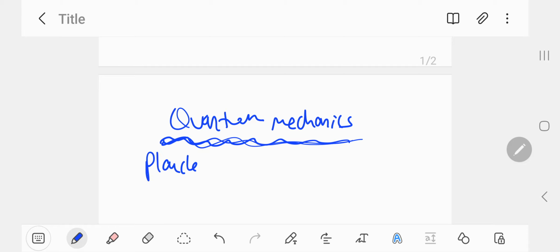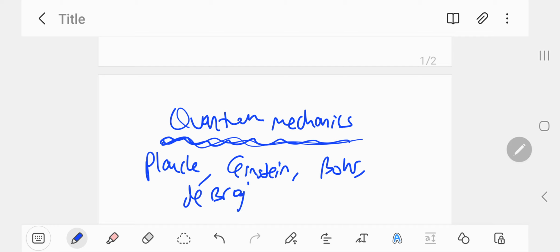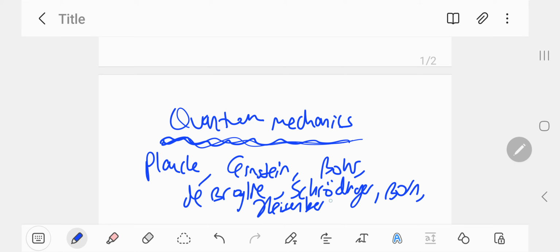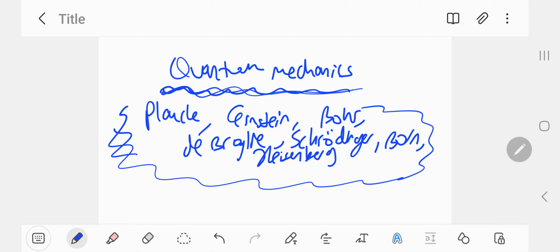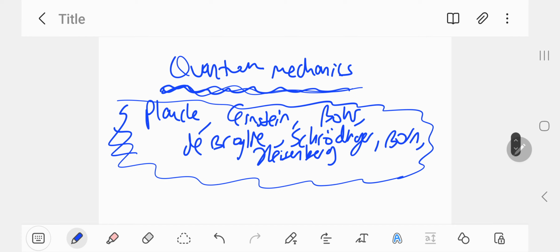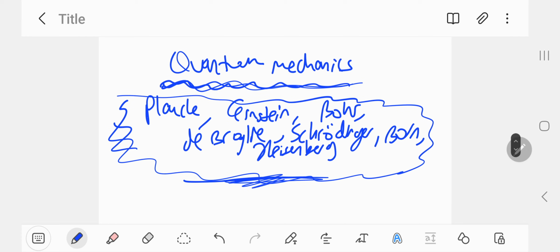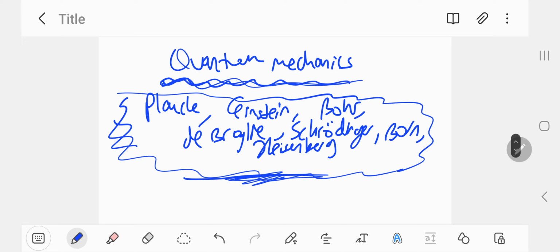People like Max Planck, whom I'm going to talk about, Einstein, Bohr, which you've probably heard of in junior school science, De Broglie, Schrödinger, Born, Heisenberg. These guys are the main key players in quantum mechanics. Very important work was done in such a short amount of time in the 20th century. It's a magnificent theory, very elegant, and we shall see how these guys contributed to quantum mechanics.